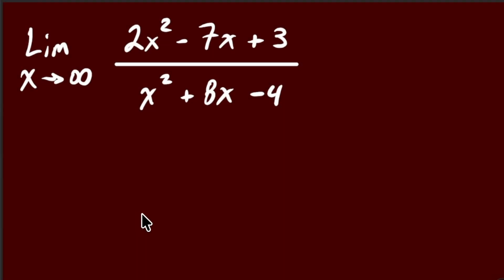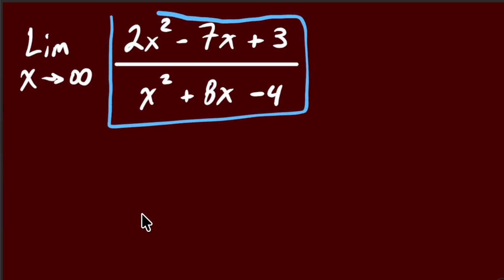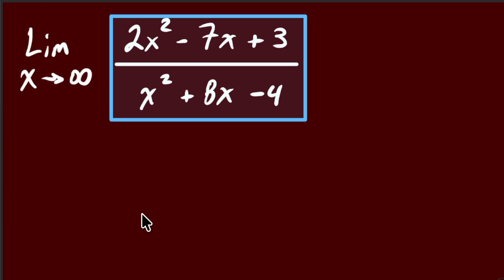We have the limit as x approaches infinity of this rational function with polynomials on the top and the bottom. There's two ways to do this. One way is to recognize that when x is headed towards infinity, we're talking about end behavior, either infinity or negative infinity. So if you were given this in pre-calculus and you were asked to find the end behavior of this function, that is tantamount to finding the horizontal asymptote.